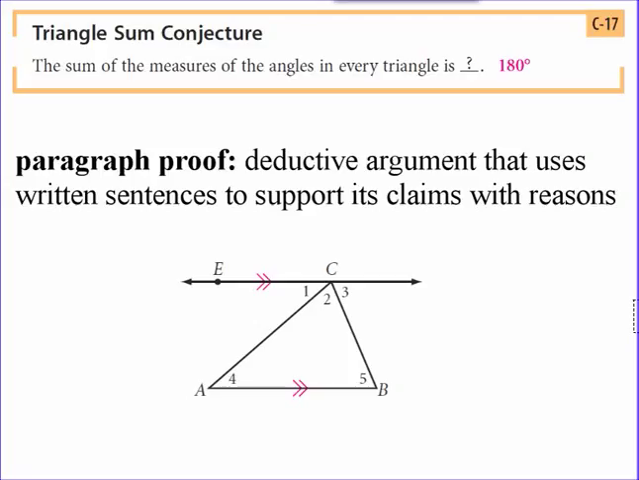The sum of the measures of the angles in every triangle is 180 degrees. Now, like I said, you already know that, but you still need to write that down.